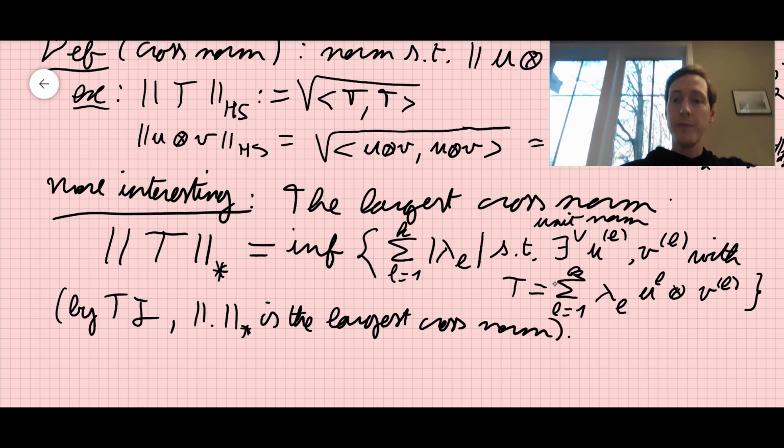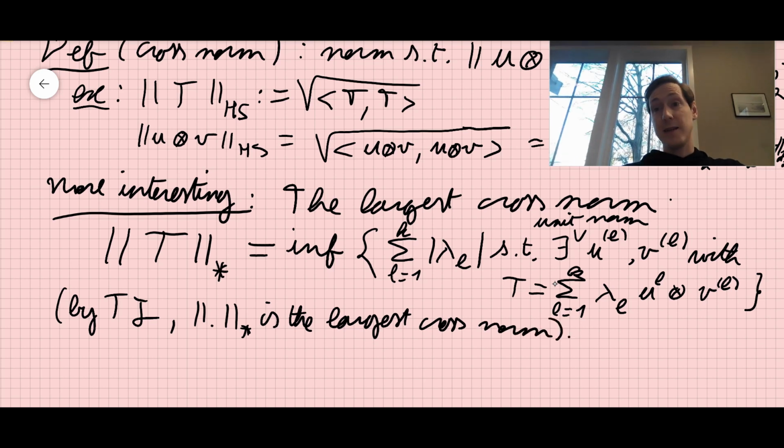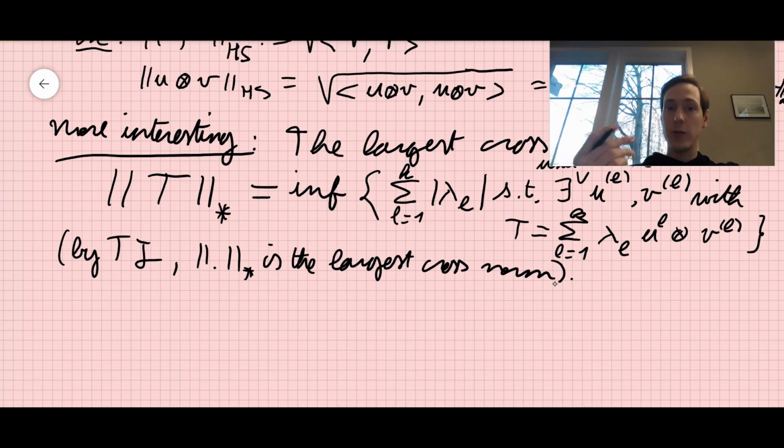Okay, very good. Notice that in the case of matrices, when your corresponding Hilbert spaces are just Euclidean space RD and RD, then again the tensor product is simply matrices. And in that case, this largest cross norm, this norm star, is nothing but the sum of the eigenvalues, or the sum of the singular values. So it's the nuclear norm in the case of matrices, and this is a generalization of the nuclear norm to more general tensors.